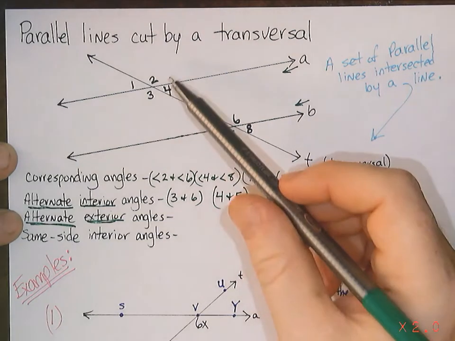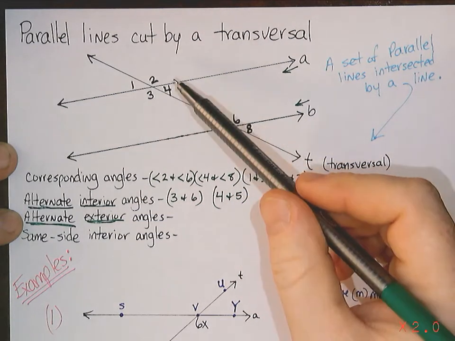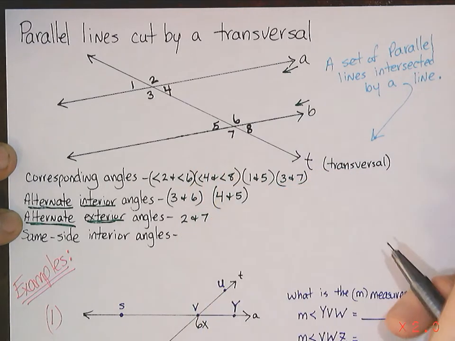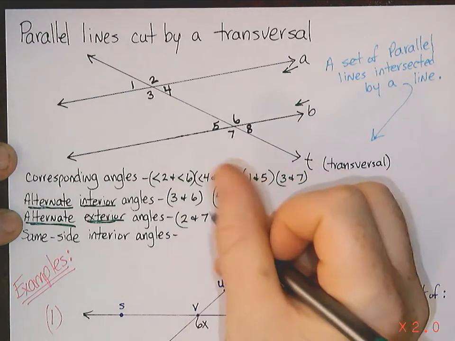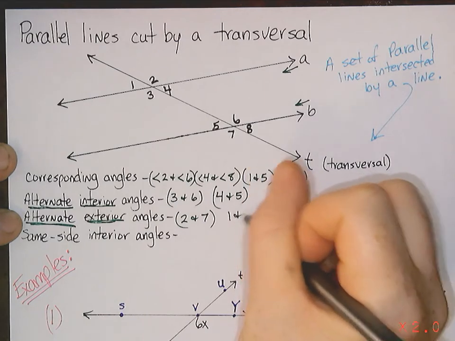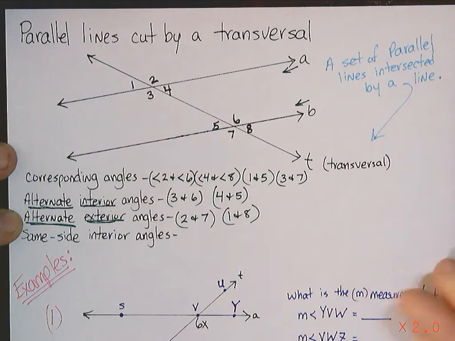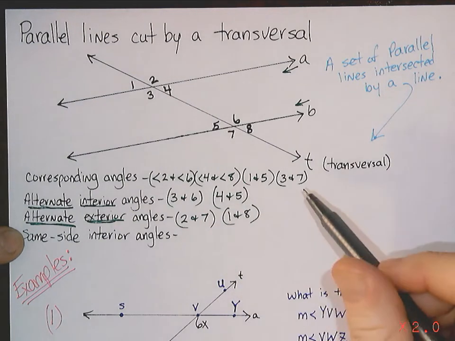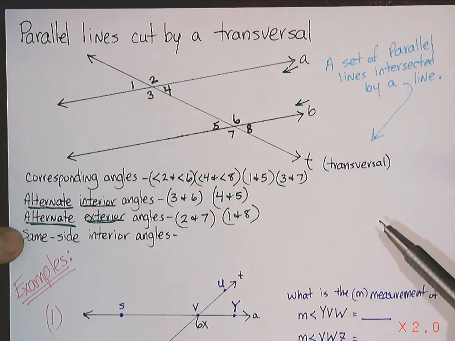Alternate exterior would be on the outside. So 2 and 7 would be alternate exterior. And then 1 and 8 would also be your alternate exterior. Alright, so far we've talked about angles that are equal to each other, that have the same measurement.